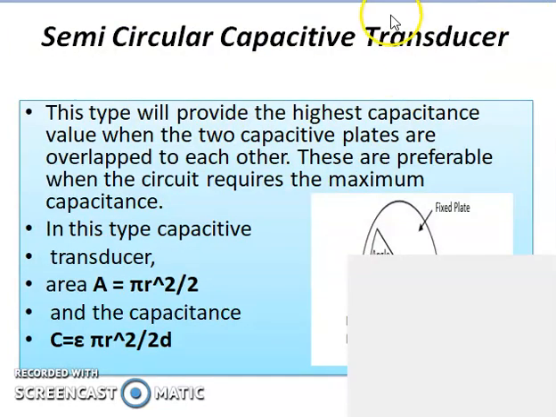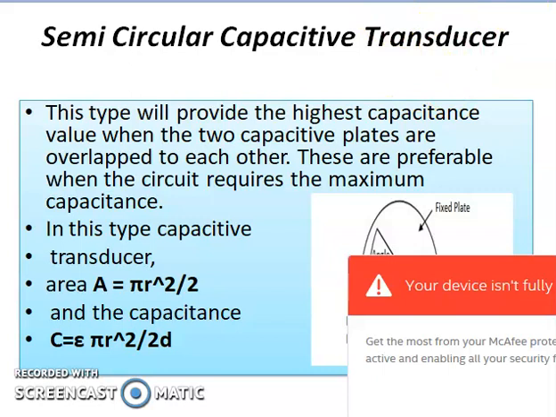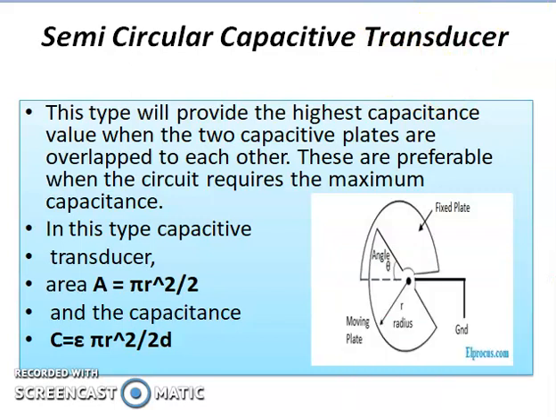In the case of semicircular capacitive transducer, this type will provide the highest capacitance value when the two capacitive plates overlap each other. These are preferable when the circuit requires the maximum capacitance. In this capacitor, one plate is fixed and another plate is movable, that is in an angular motion, which is connected across a shaft.